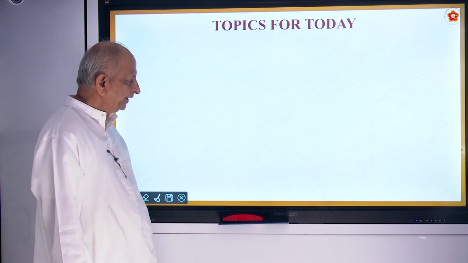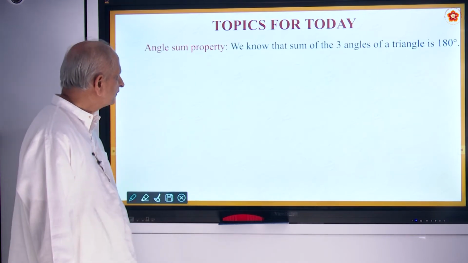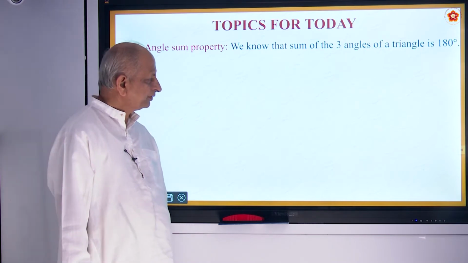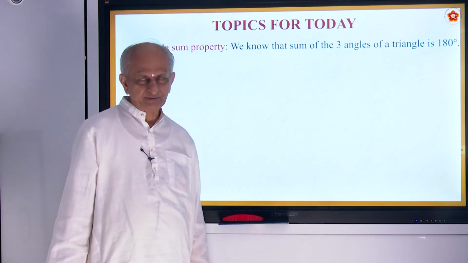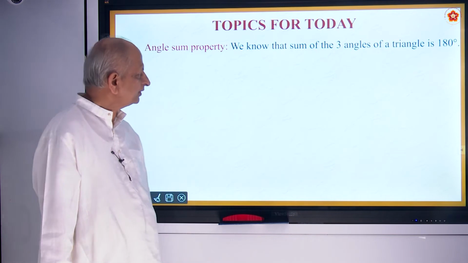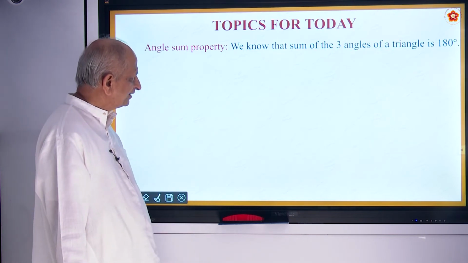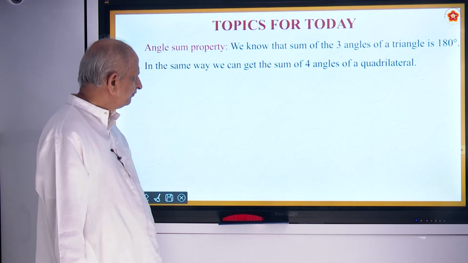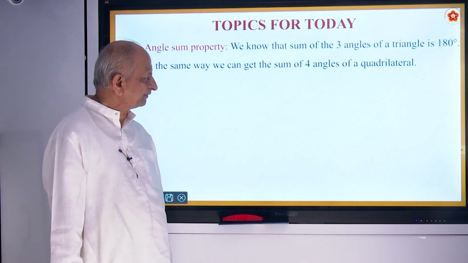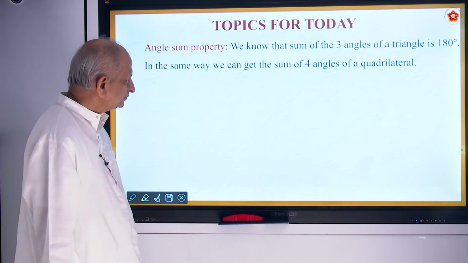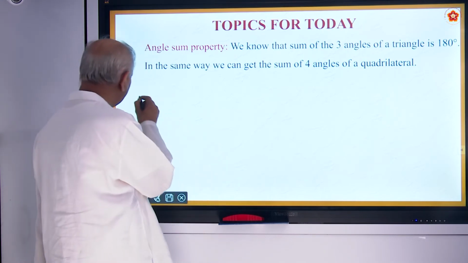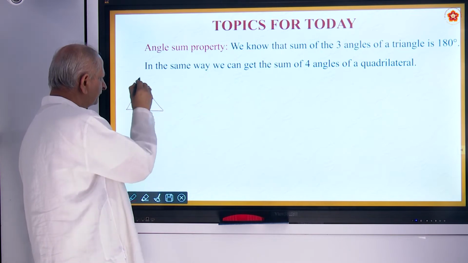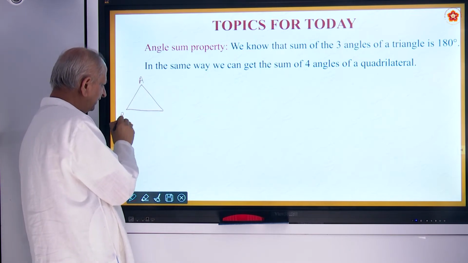Now we will see today's topic. Angle sum property. We have seen in the previous class 7 that the sum of the 3 angles of a triangle is 180 degrees. In the same way, we can get the sum of 4 angles of a quadrilateral. So, suppose you have a triangle ABC. Come on, name the 3 sides.